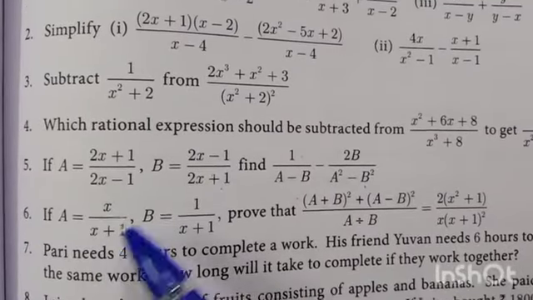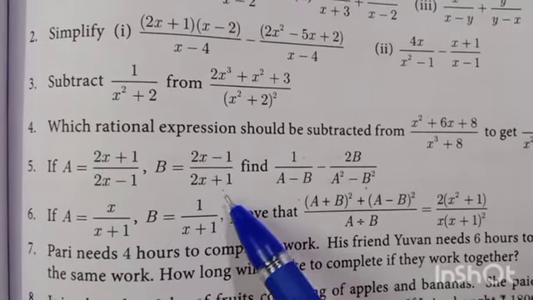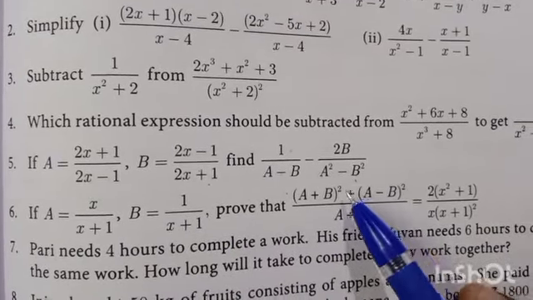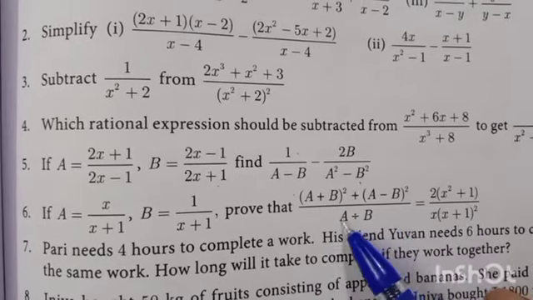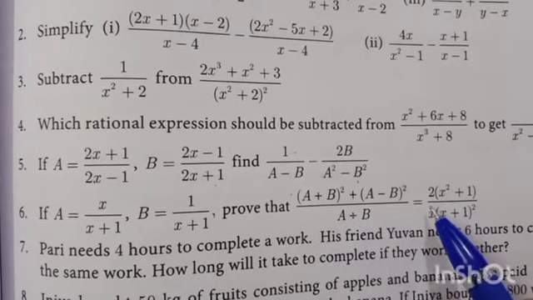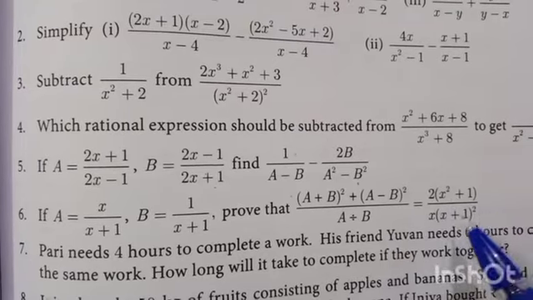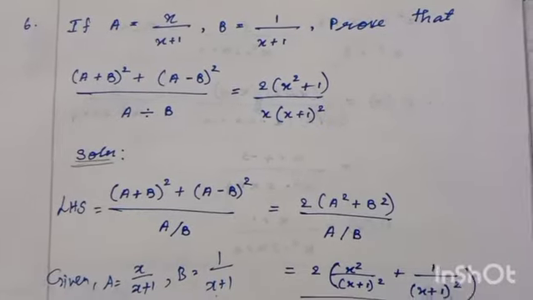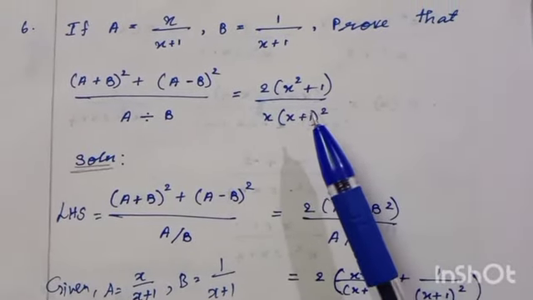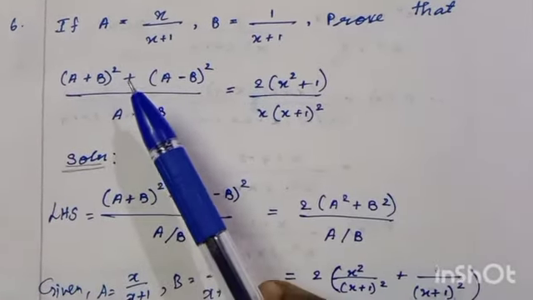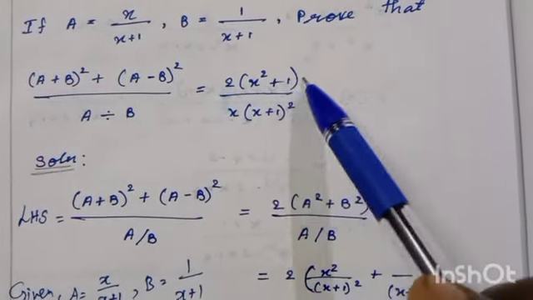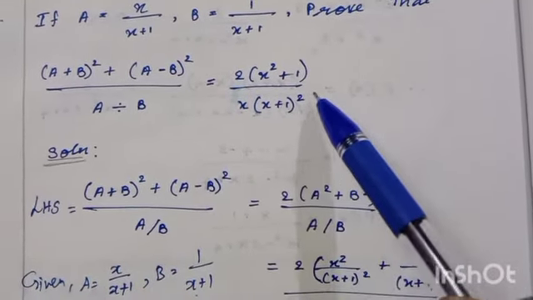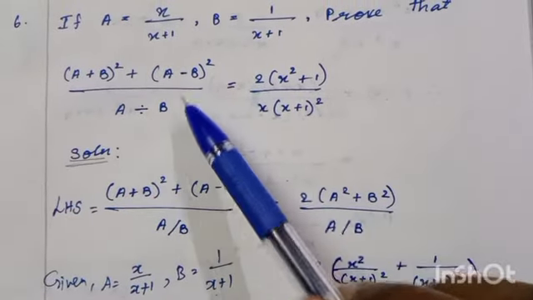Now, sixth problem. If a equals x by x plus 1 and b equals 1 by x plus 1, prove that a plus b whole square plus a minus b whole square, whole divided by a divided by b, is equal to 2 into x square plus 1 by x into x plus 1 whole square. First consider what we want to prove. First we have to consider the left hand side.